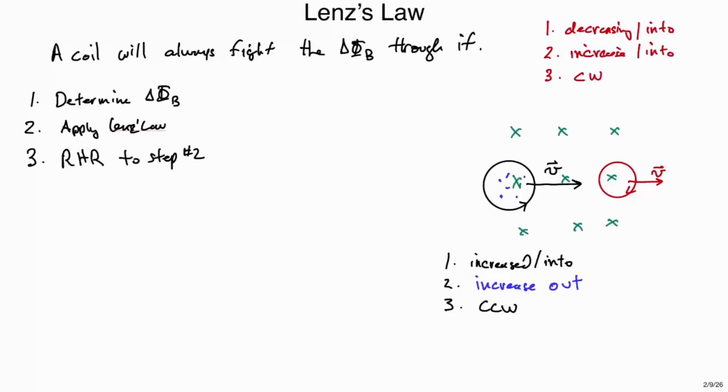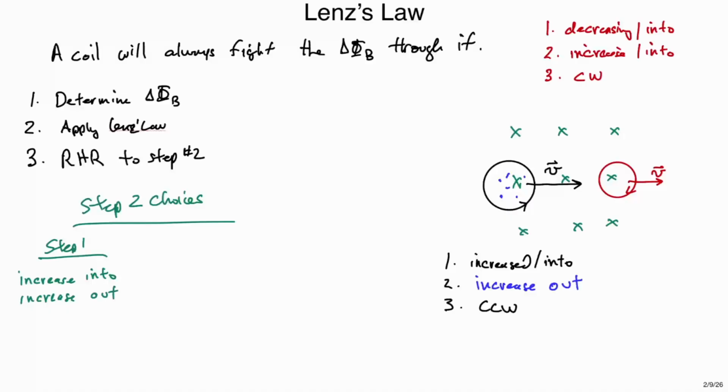So, what are all the possible choices for step 2? We'll call them step 2 choices. Now, step 2 choices are based on step 1. Well, okay, let's list them all out. We can have increase into. And what's another increase that we could have? Increase out. Now, I'm using into and out because it's what the example I just did had in it.